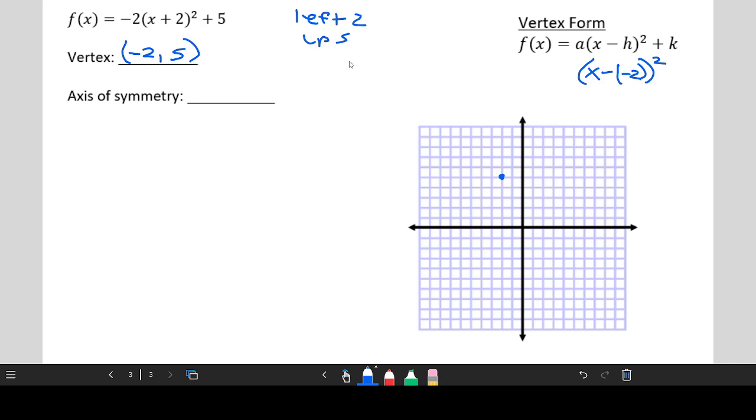But I think it's easier to just think of it in terms of your transformation. So we went left 2, so that's why the x-coordinate is negative. Axis of symmetry is going to pass through the vertex. So that's going to be the line x equals negative 2. And our value of a here is negative. So we had a reflection down before the shift, which means the parabola is going to open down.